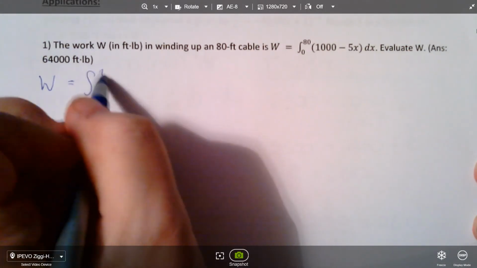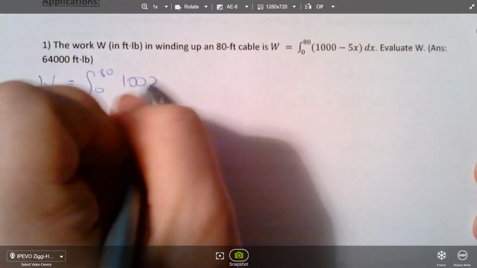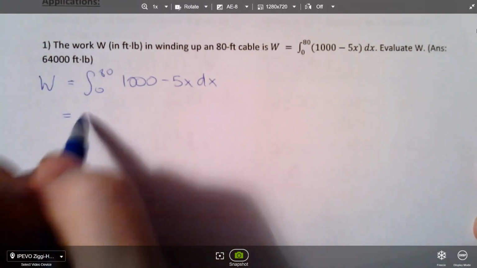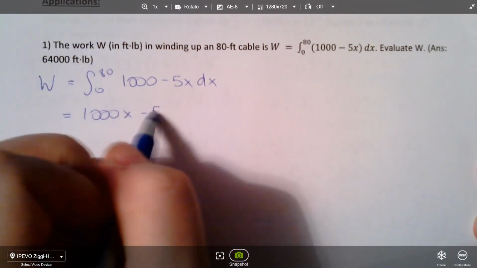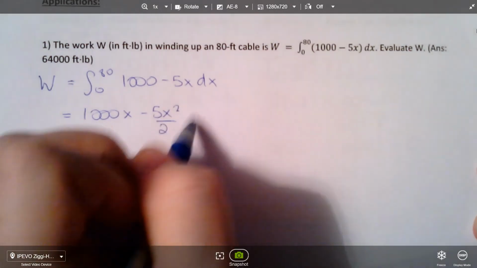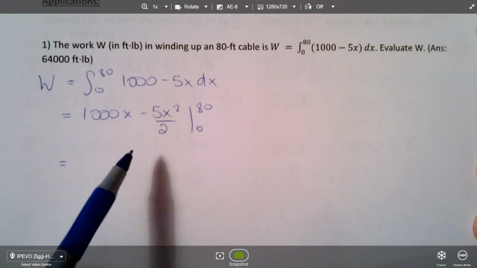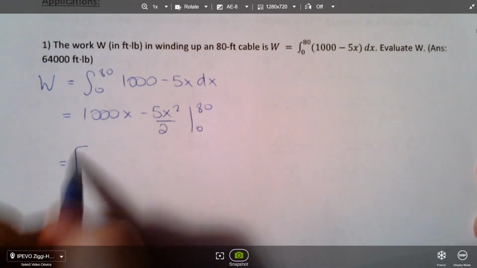So we're going to integrate from 0 to 80, 1000 minus 5x dx. Again, I'm going to do the integral part pretty quickly. So 1000x minus 5x squared over 2 from 0 to 80. All right, I'm going to evaluate.